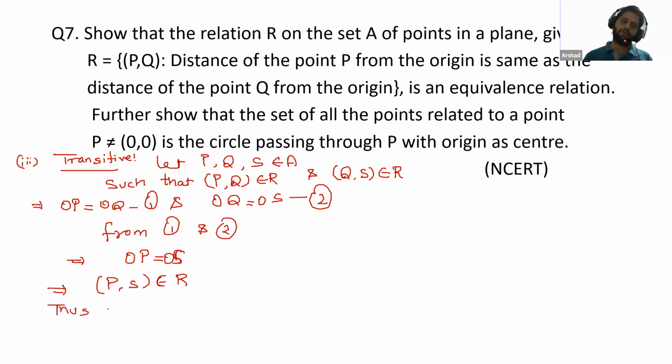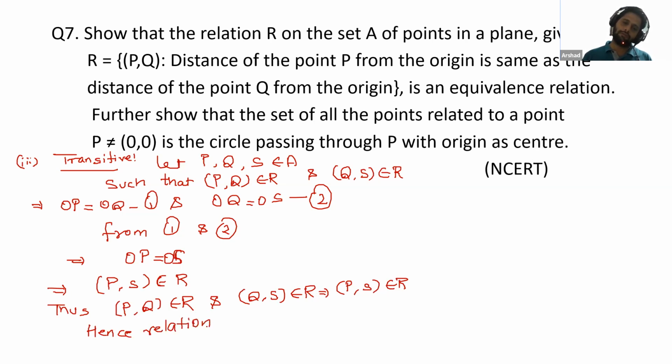Thus, we will repeat the same thing. P comma Q belongs to R and Q comma S belongs to R implies P comma S belongs to R. Hence, relation R is transitive. I hope this is clear to everyone. Please note down this, and raise your hand once this is done, then we will do the second part.